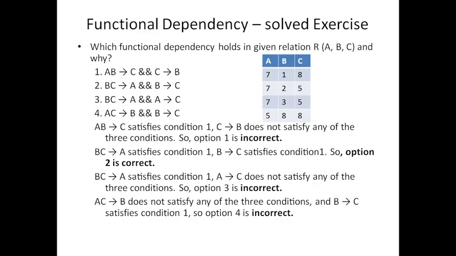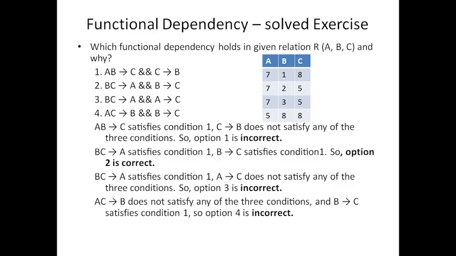Okay, now we will see one solved exercise. Consider the relation ABC, and among the four options, only one option is valid. We have to identify the option. Consider the first option, AB determines C. In the AB column, the combination of the values is unique. So condition 1 is satisfied. Move on to the second part.